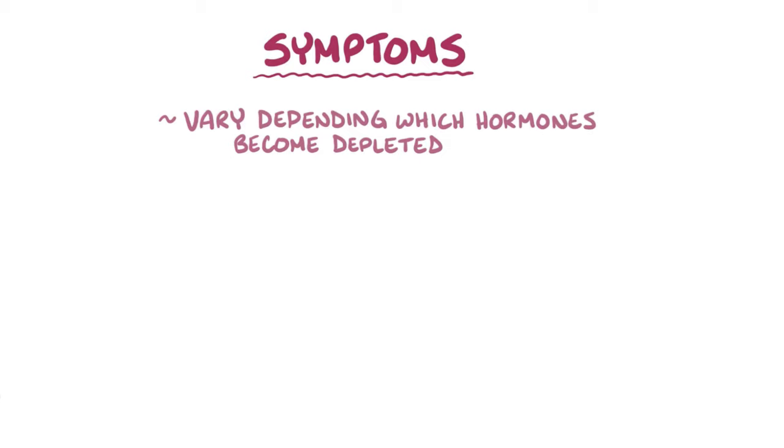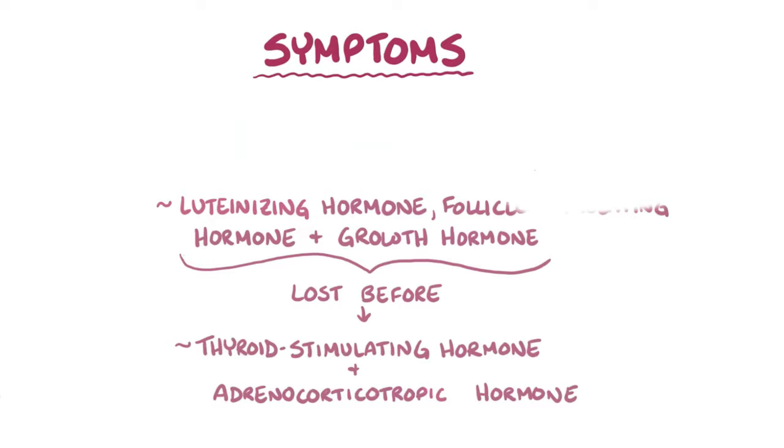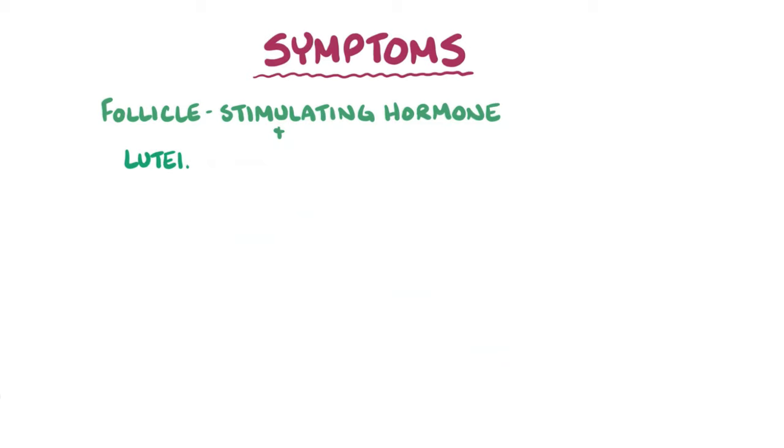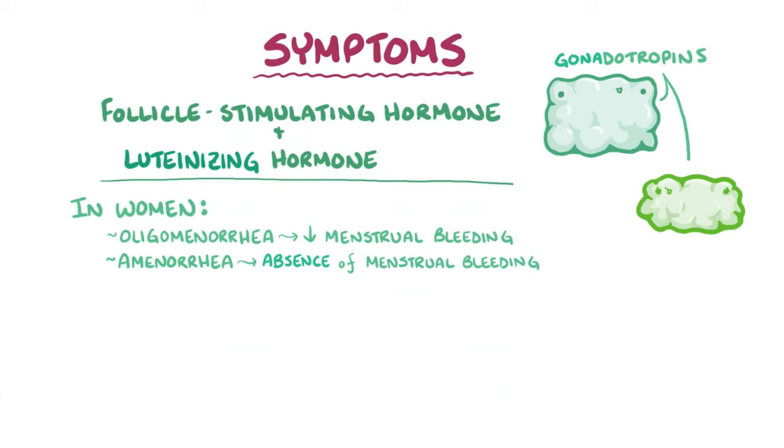Symptoms of hypopituitarism can vary a ton, depending on which hormones are depleted. In general, luteinizing hormone, follicle-stimulating hormone, and growth hormone are lost before thyroid-stimulating hormone and adrenocorticotropic hormone. So, if we go through these in order, first you have hyposecretion of follicle-stimulating and luteinizing hormone, together known as gonadotropins. And these can cause problems for men and women. Women might experience oligomenorrhea, which is a decrease in their menstrual bleeding, or amenorrhea, which is a complete absence of menstrual bleeding, and possible infertility.